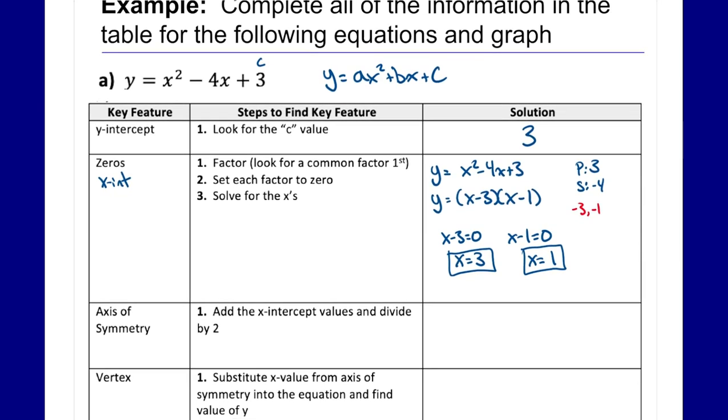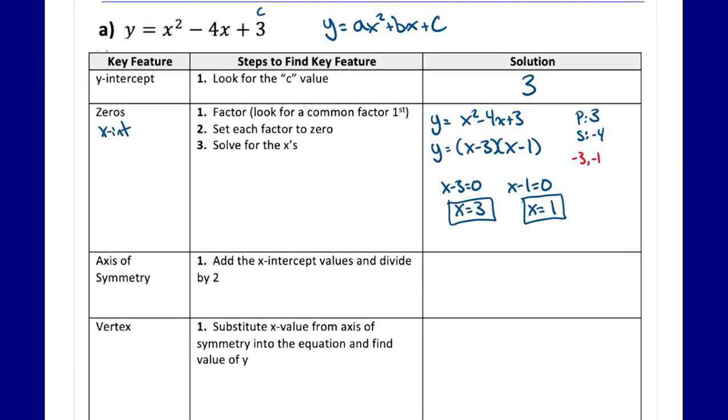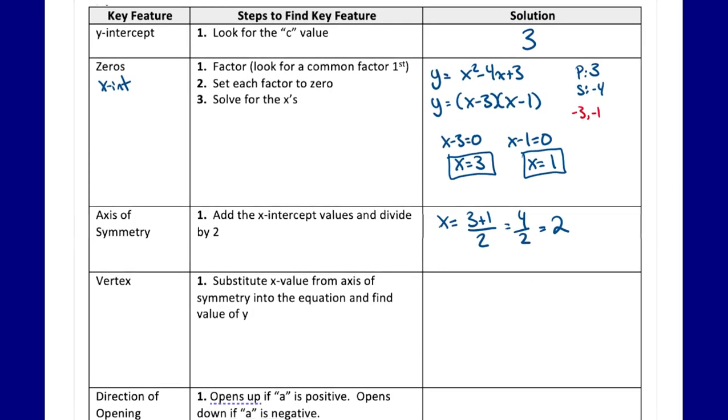So now that we have it in factored form, we can find all these other pieces of information similar to what we did in our last unit. Our axis of symmetry, that middle value, I can find by adding my two x-intercepts up. So my axis of symmetry would be x equals 3 plus 1 divided by 2, or 4 divided by 2, which is 2. This tells me that middle line that's cutting our parabola in half, and I can use that value to find my vertex.